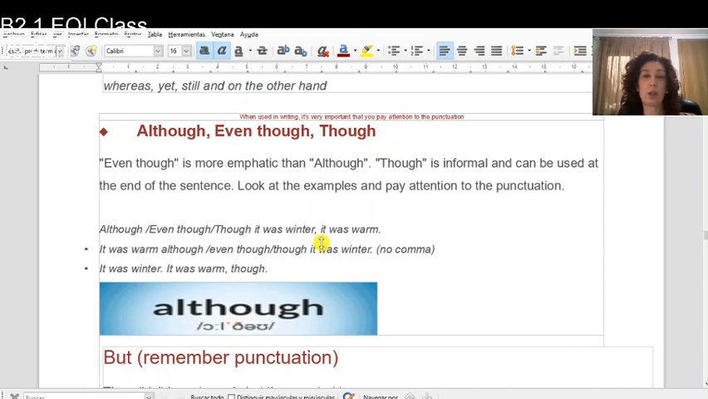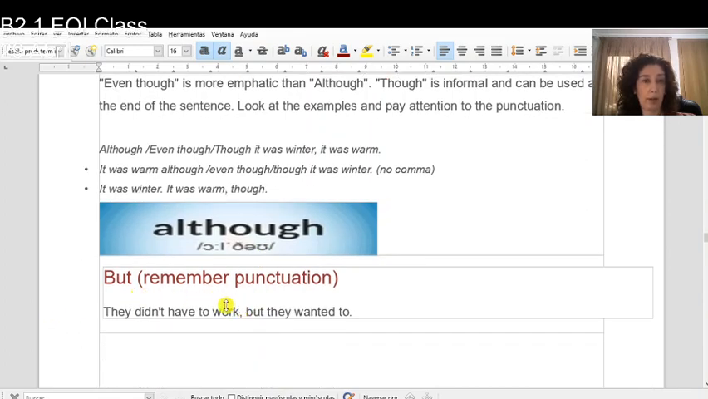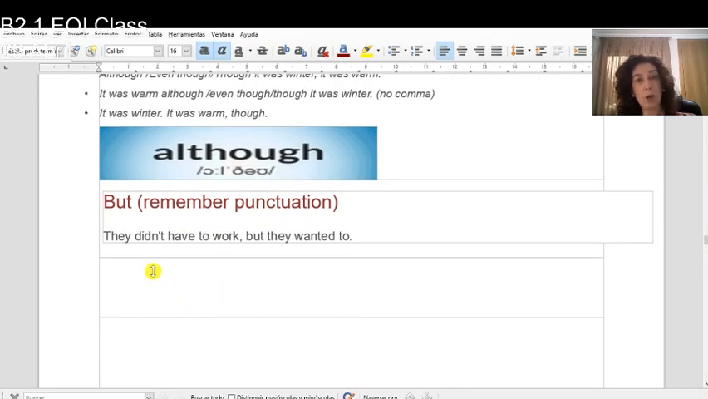Or you can start by the contrast, by the other side. It was warm, although, even though, it was winter. Then, if you write it here, you have no comma. Or, it was winter, it was warm though, at the end of the sentence. I like this one, but this is correct. And remember, although, the pronunciation, aunque. But, well, you have here the explanation of but: they didn't have to work, but they wanted you.